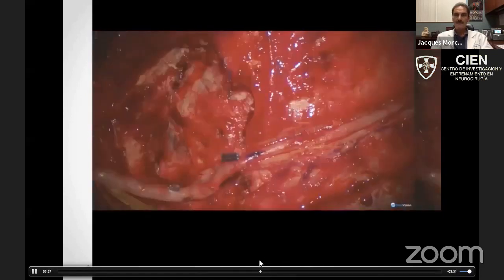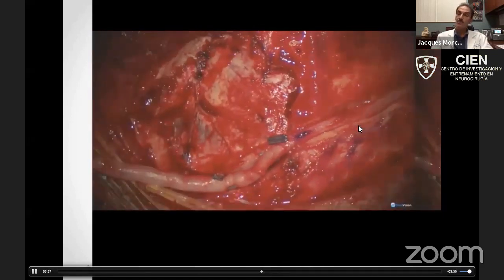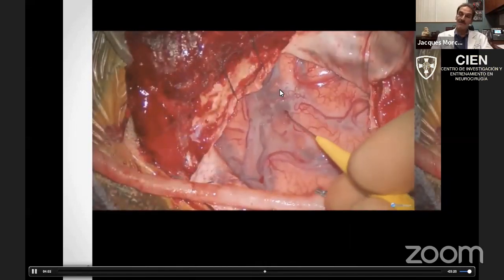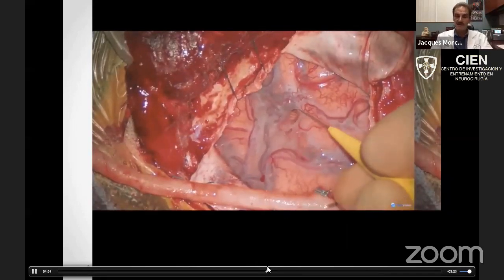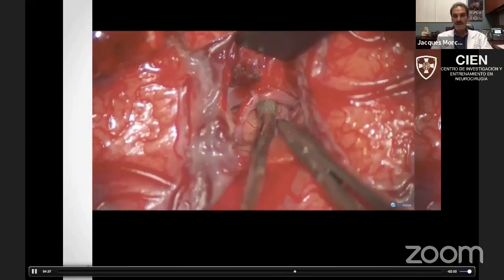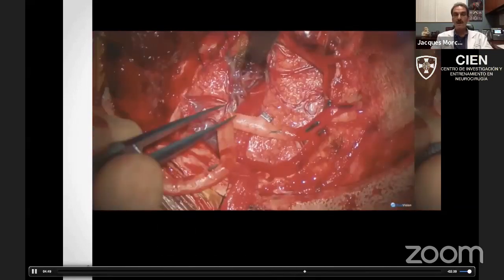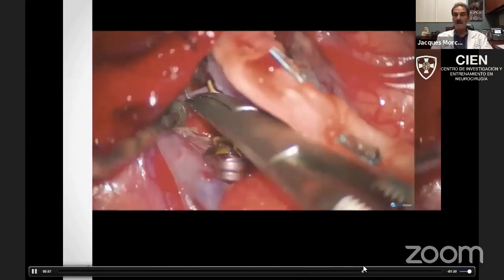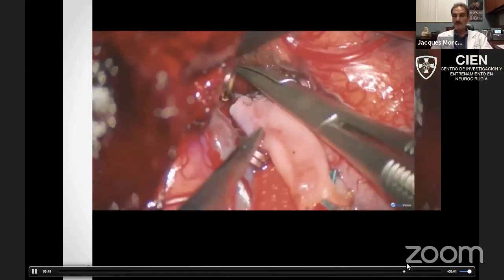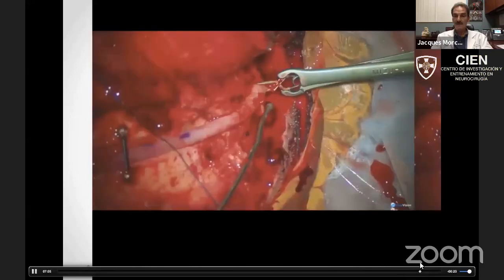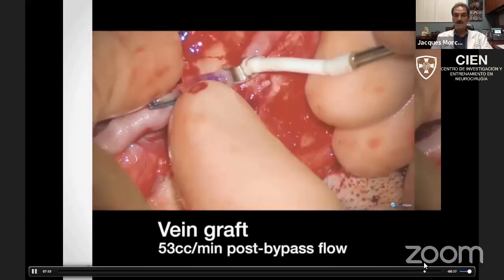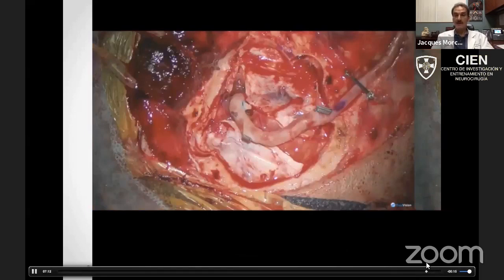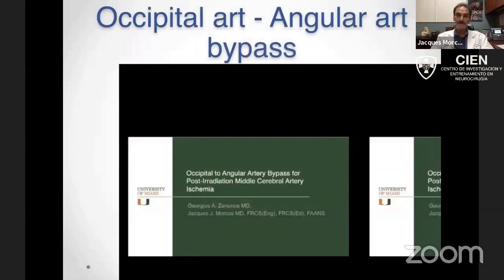Right here, you see I drilled into the bone a channel for the vein, and then I enter the sylvian fissure on the left side. I'm not going to show you this anastomosis, but here we are doing the vein to the MCA, and there is the finalized result, relieving this. 53 cc per minute it delivered, and that is a completed bypass.